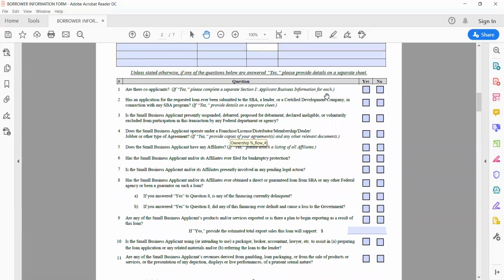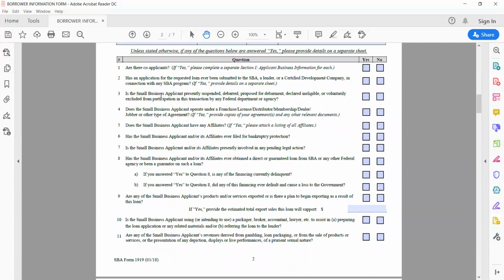Okay, next section. These are yes or no. You want to read through each question very carefully and answer truthfully. If you need to, provide additional documentation on a separate form. The first one, if there are co-applicants, each one of them, each person is going to need to fill out these sections, okay, 1 and 2.